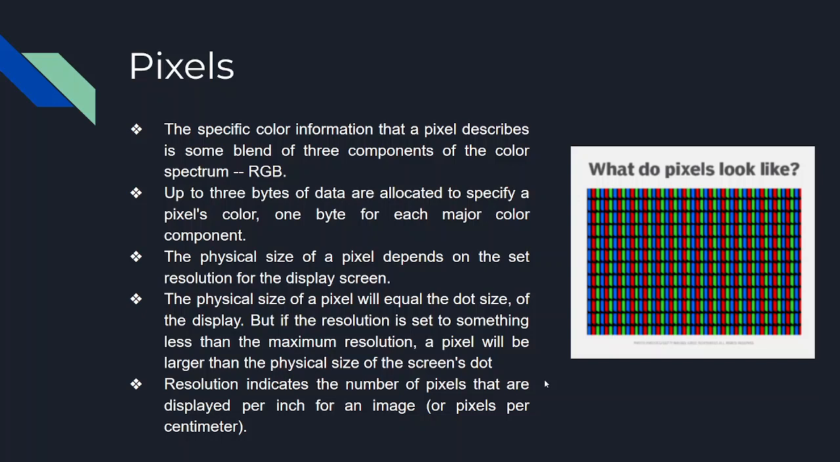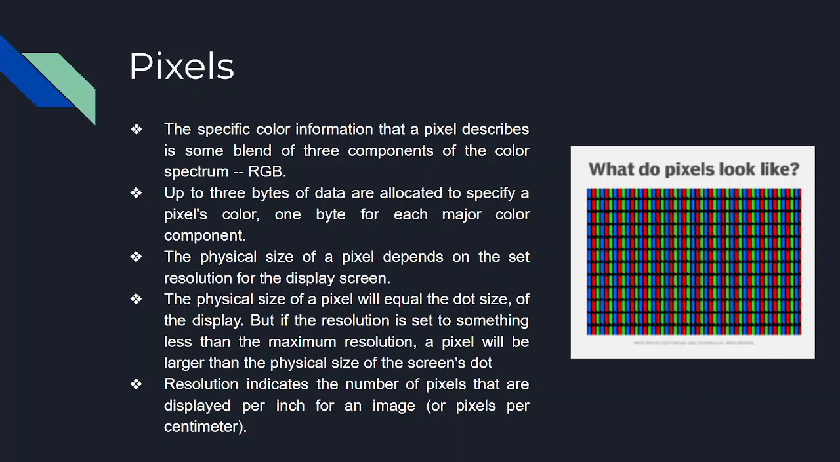Further, in pixels, what do pixels look like? Pixels which are available in red, blue and green channels look like this, a small unit. The specific color information that a pixel describes is the blend of three components that we already discussed, RGB. So 3 bytes of data are allocated to specify a pixel color, and the physical size of a pixel depends on the resolution set for the display screen.